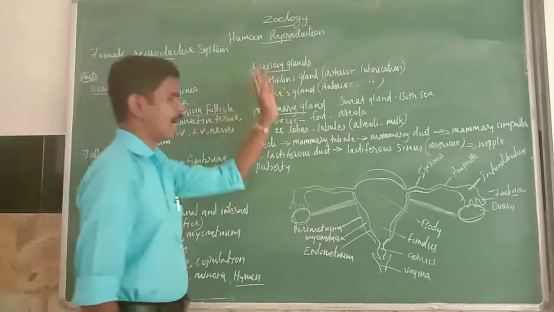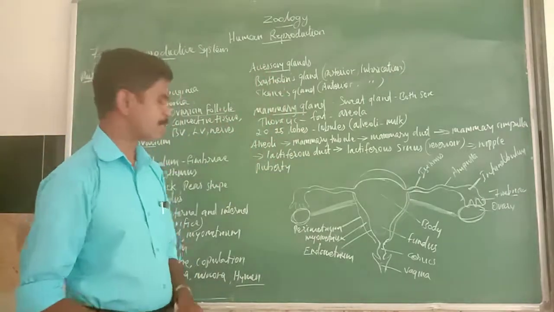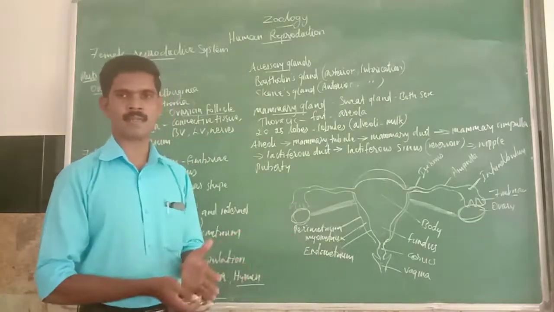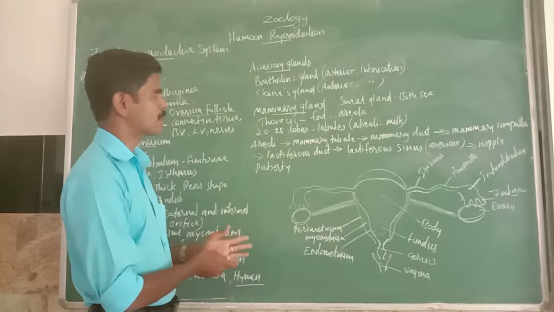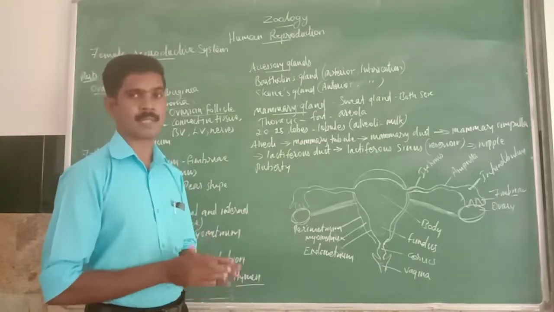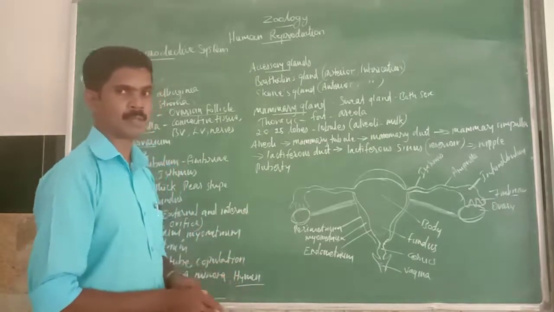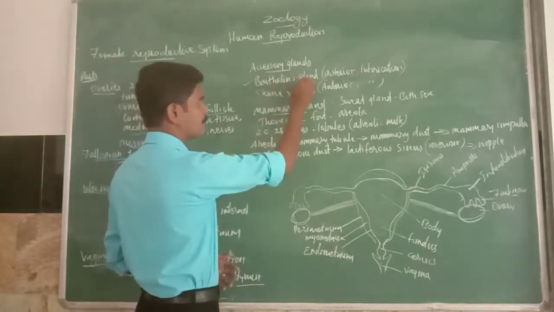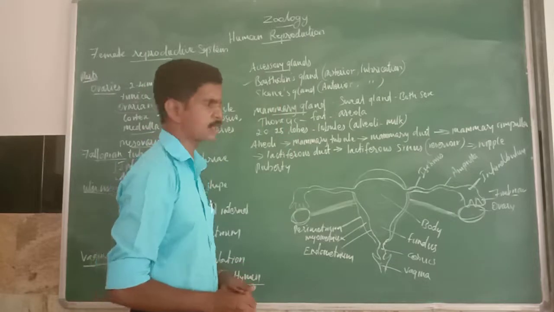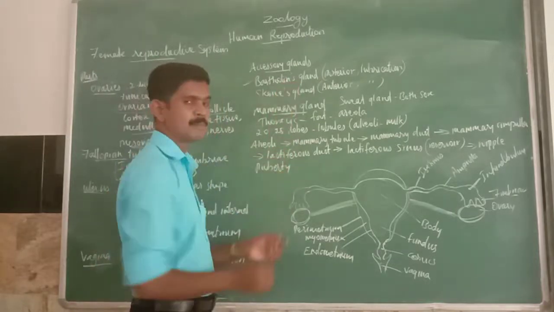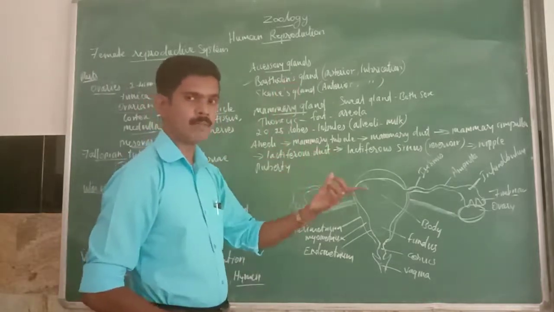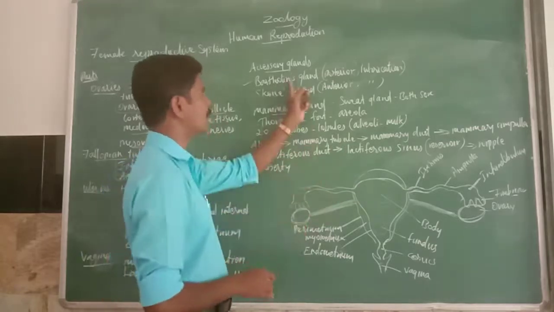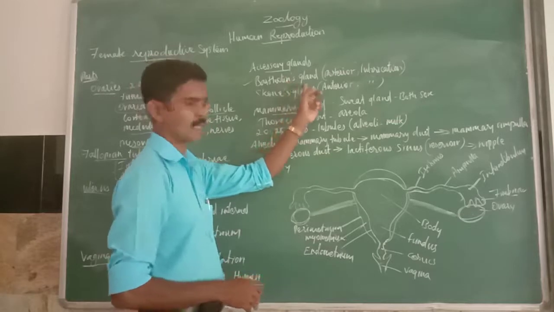Then the next one is the accessory glands. In the male reproductive system, we studied some accessory glands. Like that, in the female reproductive system also, 3 accessory glands are present. The first accessory gland is called the Bartholin's gland. This gland is present posterior to the vagina. On both sides of the posterior region of the vagina, one gland is there.